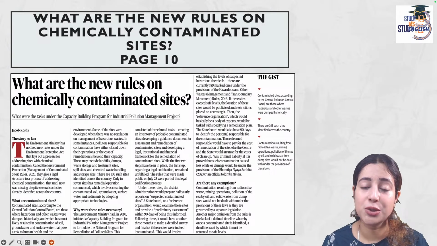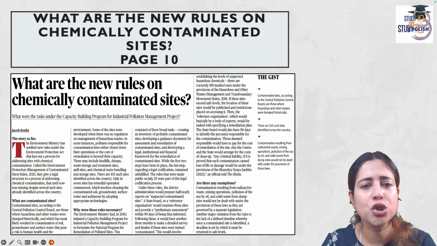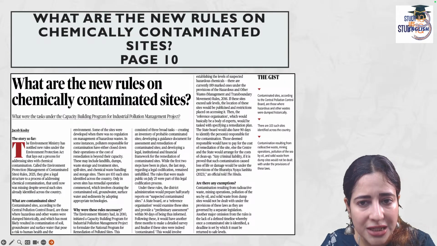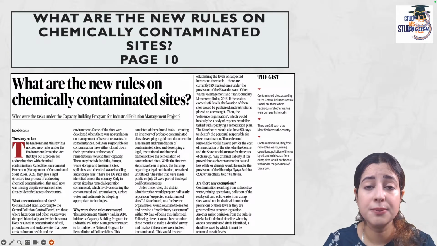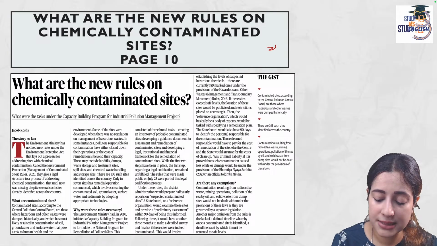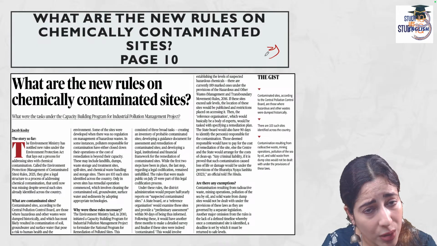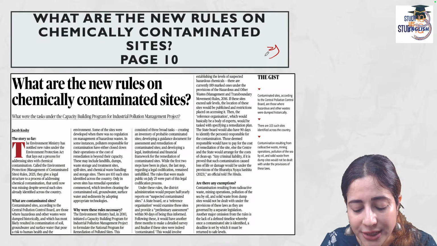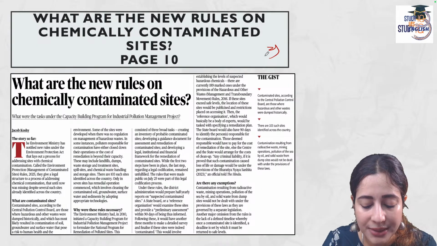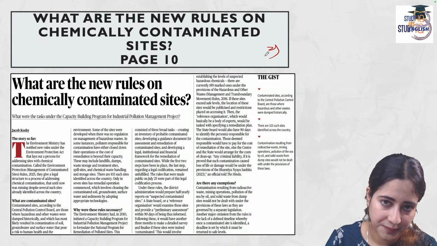Now, let's proceed with the next article. This is a short article, more so from a prelims perspective. But the first thing important to be done is, this is page number 10. What does the article say? What are the new rules on chemically contaminated sites?